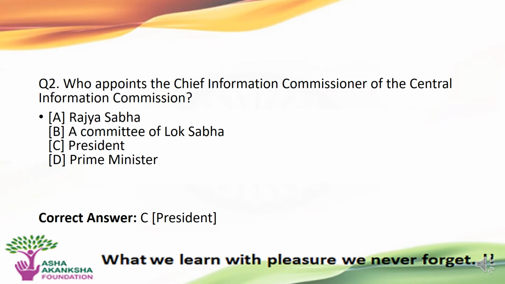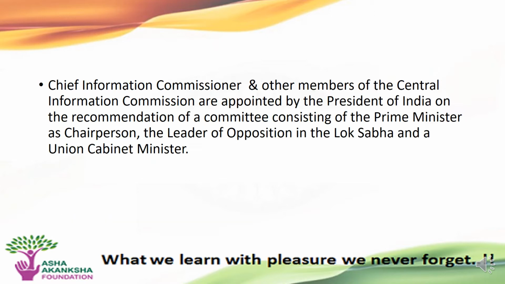The next question is, who appoints the Chief Information Commissioner of the Central Information Commission? Options are A, Rajya Sabha, B, a committee of Lok Sabha, C, President, or D, Prime Minister. The correct answer to this question is C, that is the President. The Chief Information Commissioner and the other members of the Central Information Commission are appointed by the President of India on the recommendation of the committee consisting of the Prime Minister as Chairperson, the Leader of Opposition in the Lok Sabha, and a Union Cabinet Minister as a member of the committee.